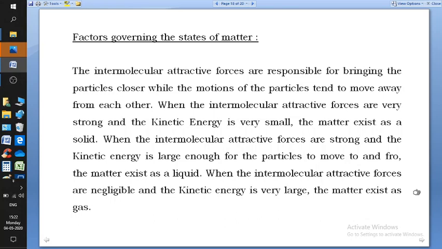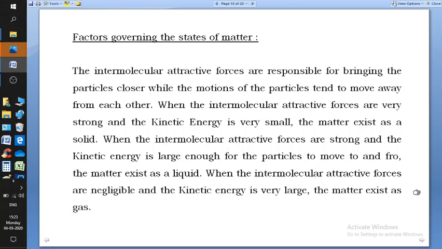Whereas in a gas, this intermolecular attractive force is very less or negligible. Negligible means it's almost not there at all. So this makes the particles of a gas move randomly here and there because of the weak intermolecular attractive force between them. So the intermolecular attractive forces are responsible for bringing the particles closer, while the motion of the particles tends to move them away from each other.